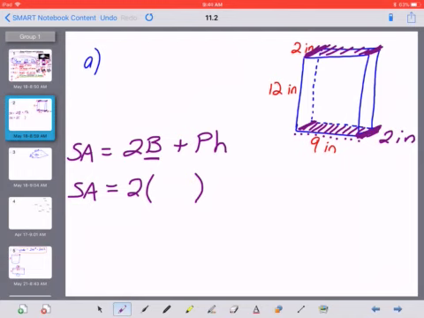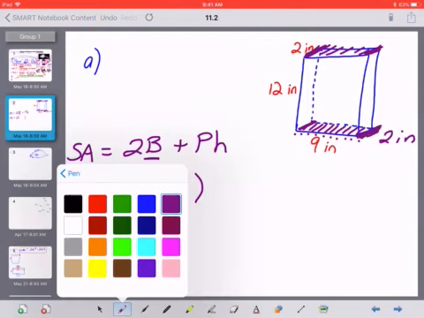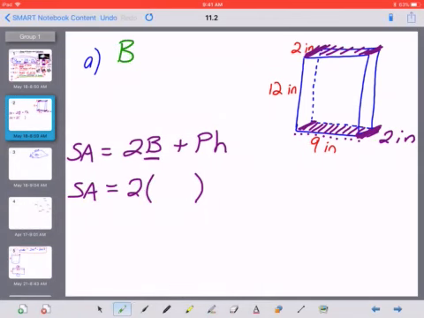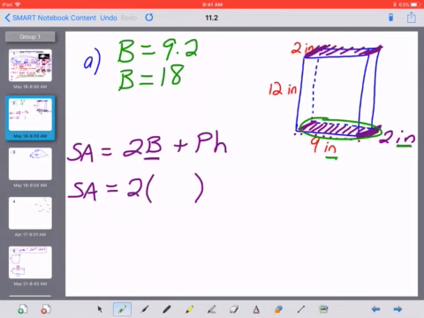So for capital B, and it might not be a bad idea to write this out off to the side somewhere, that capital B means area of the base. Well, since that's a rectangle, we're just going to multiply 9 times 2 and get that capital B is equal to 18. Now, if we were going to nitpick here, that was 9 inches times 2 inches, so that gets us 18 square inches for the area of that base. So we're going to go ahead and write in 18 square inches where capital B went right there.